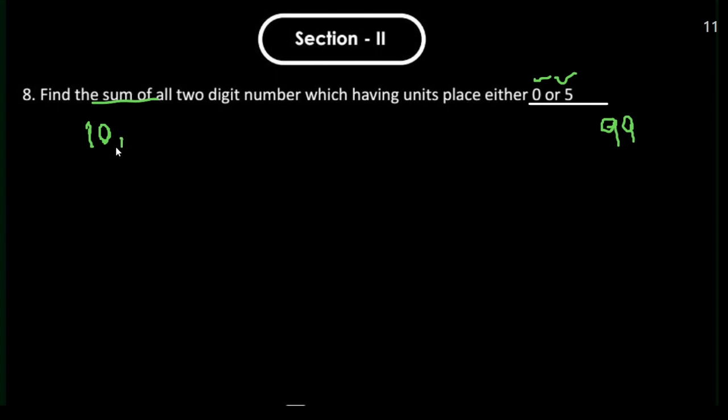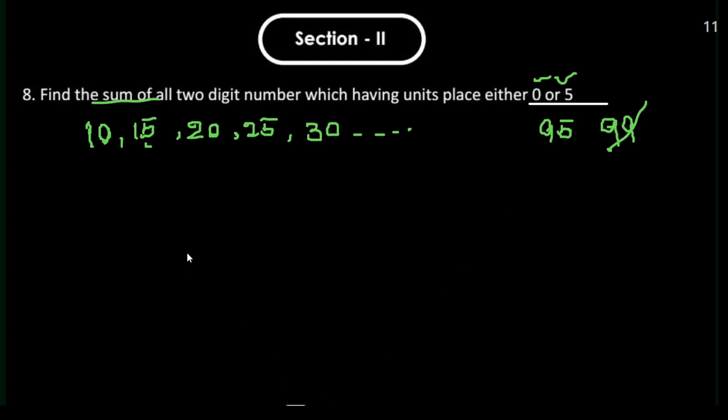In 10, in units place we have 0, that's fine. And the next one is 15. In units place we have 5, that is fine. After that 20, 25 and 30, and so on. Here 95 we cannot take 99 because it has 9 in its units place, but they have only asked 0 or 5, right? But we can consider 95 as the last two-digit number which has 5 or 0 in its units place. So this is our series now.